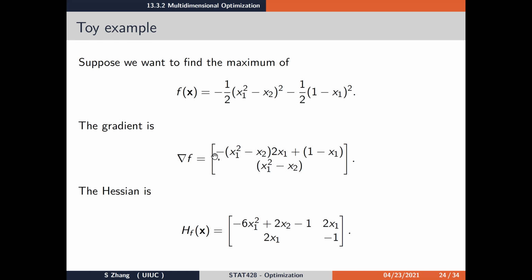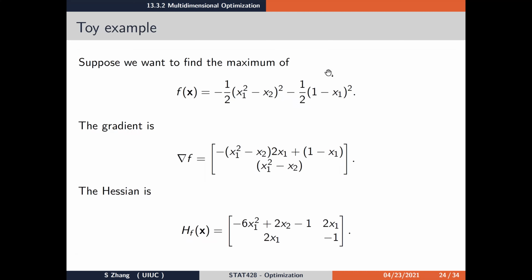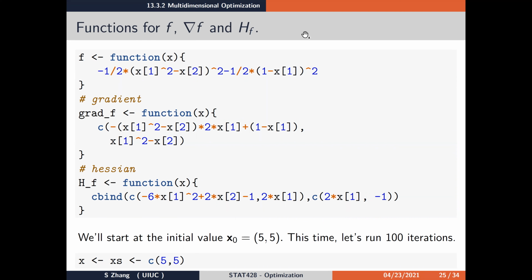So now we have found the gradient and the Hessian for this function we want to maximize. Let's create functions for f, the gradient of f, and the Hessian matrix of f. These functions all take a similar form, where the input is the x vector and the function evaluates what the output is. So for the function, it just outputs what f of x is. For the gradient, it will return a length 2 vector where the entries are given by the formula on the last page.